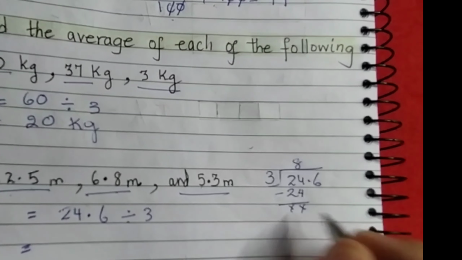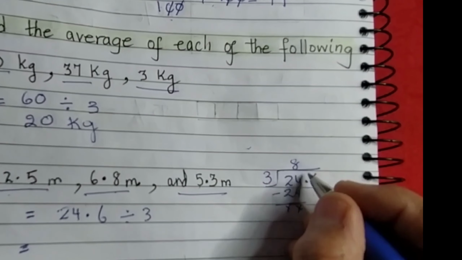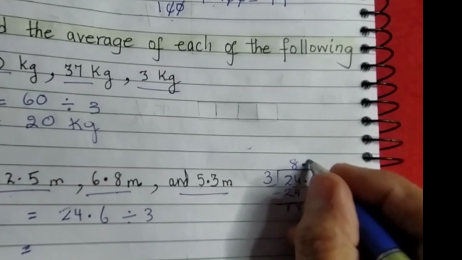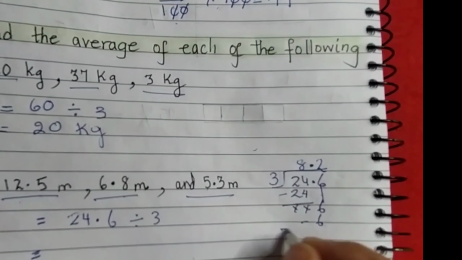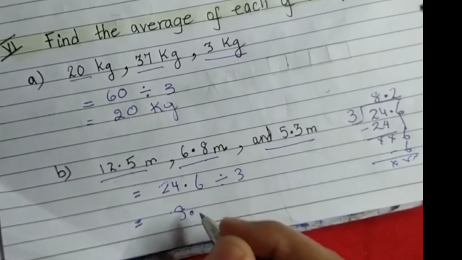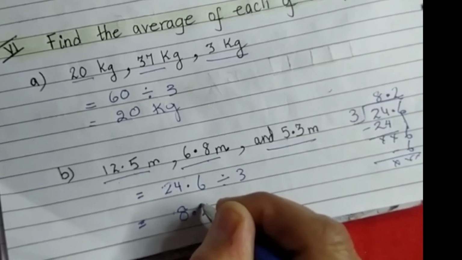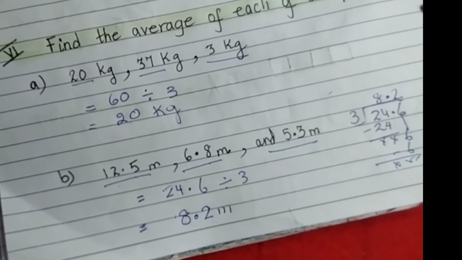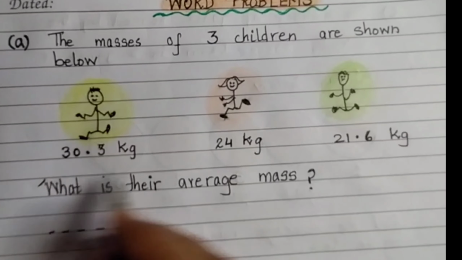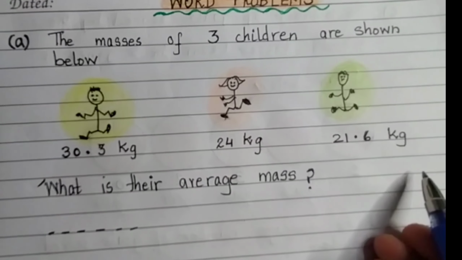And you are left with nothing. Before bringing the 6 down, put the decimal up. Then the 6 goes down. 3 2s are 6. Okay, so the answer is 8.2 meters. All right. Now in the word problems, children, add up the 3 numbers.